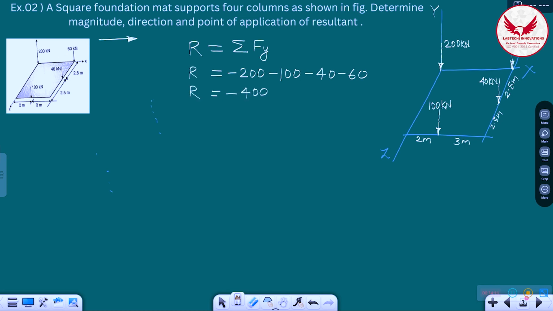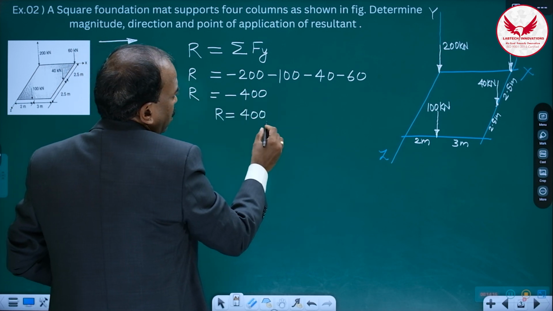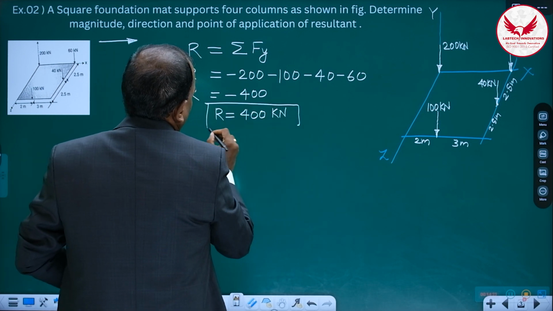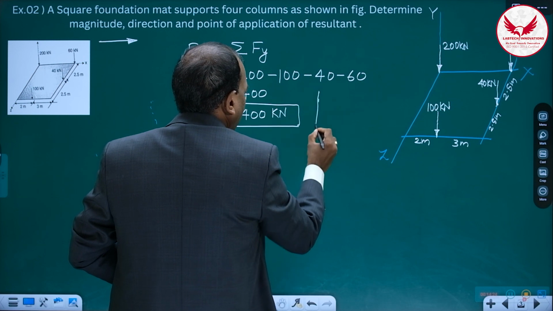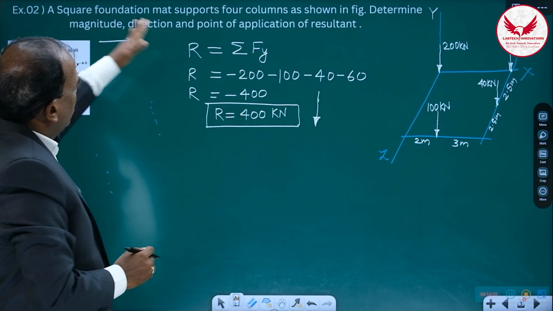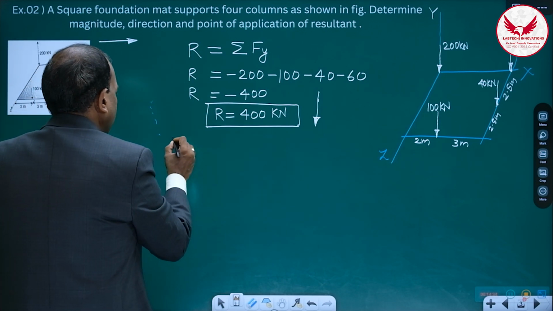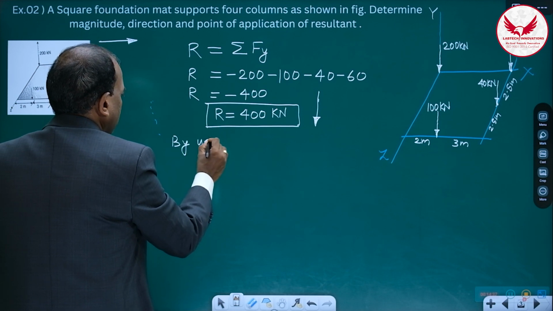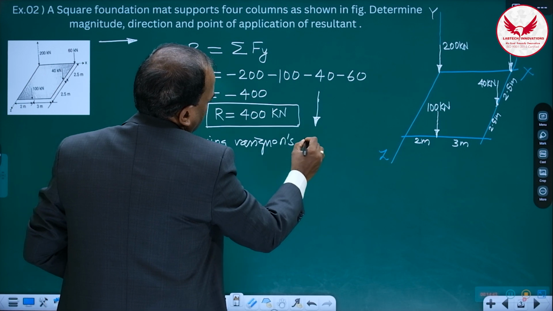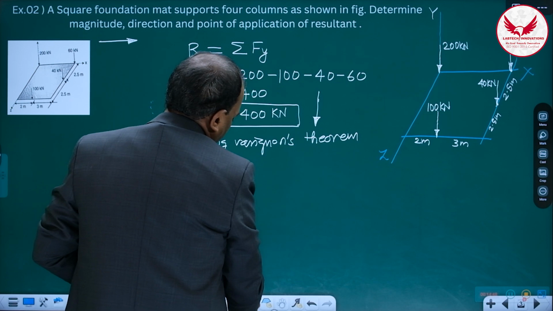So R is going to be, its magnitude is going to be 400 kilonewton. So this is the magnitude, means one answer. Second, direction vertically downward. Two answers are finished. Then for getting the location, by using Varignon's theorem. Again, for that also, what we need?